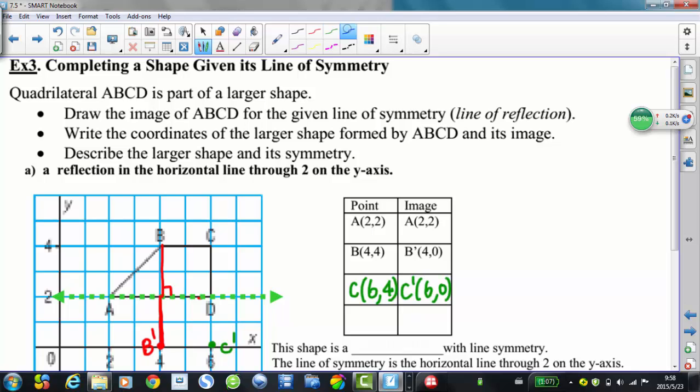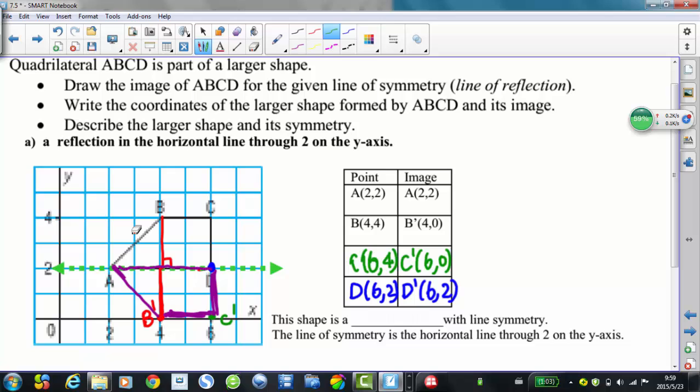The last point is D. We can read the coordinates from the graph. It's (6, 2). Since D is on the line of symmetry, D prime should be the same as (6, 2). Then we join the points up to form the reflection image. So the purple one is the reflection image. So the larger shape is a pentagon with line symmetry, and the line of symmetry is the horizontal line through 2 on the y-axis.